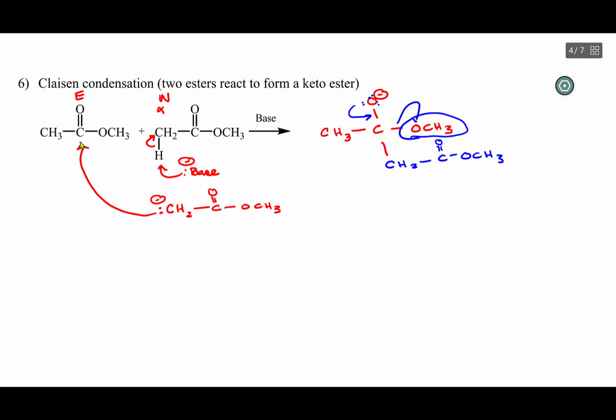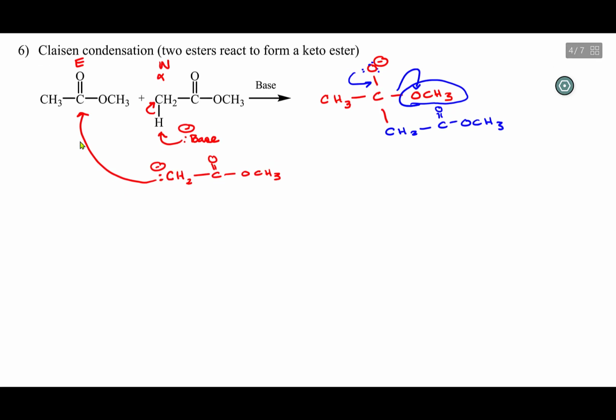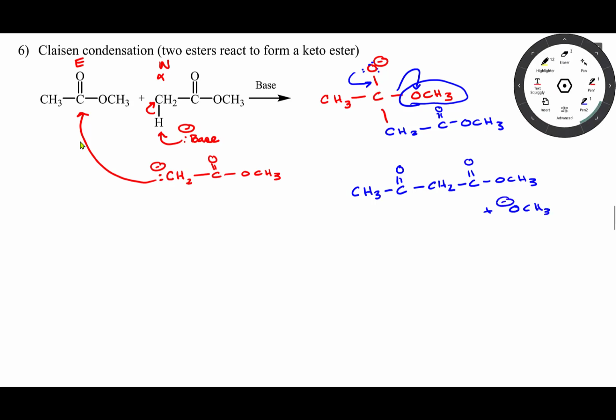So this is going to go like that, and those electrons will dump off to the oxygen, and what that'll leave me with is this, CH3, C double bond O, CH2, and then C double bond O, OCH3 plus OCH3 minus.